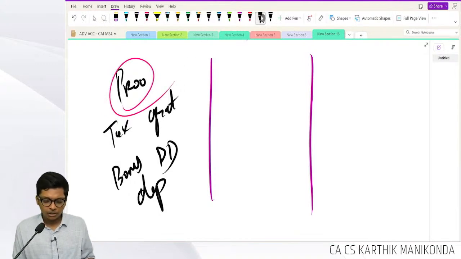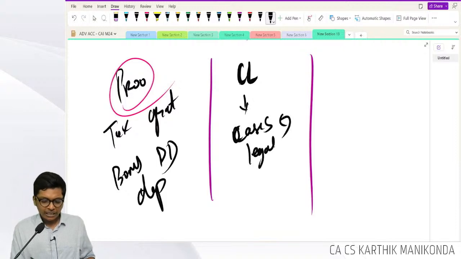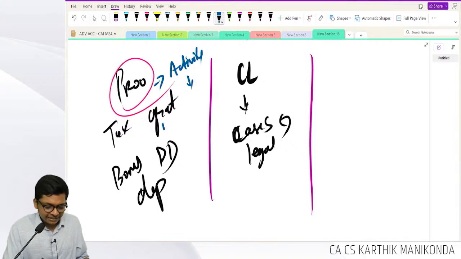Next, contingent liability, generally in the question, it will be cases, legal cases. In provisions also, sometimes they will give questions like some company did some activity, for example, restructuring cost.